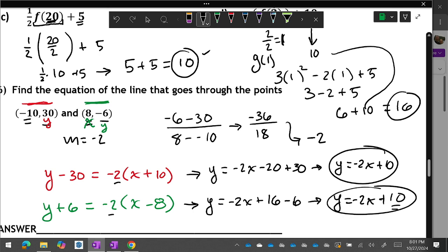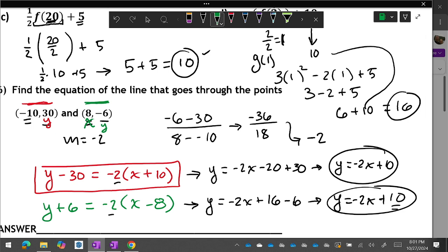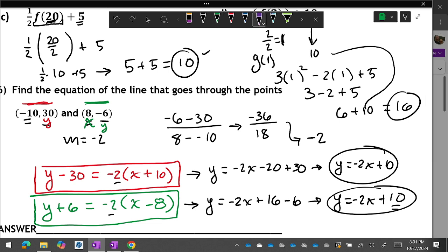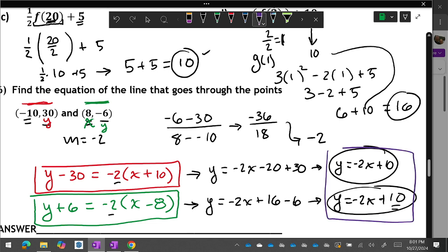So lots of different things I would accept as answers. Clearly, this box in red is a valid answer. That's point slope form using the slope we found and the first point. This is point slope form using the slope we found and the second point. And then these are both y-intercept form, and they're identical to each other. And that's just a matter of rewriting that equation. All right.